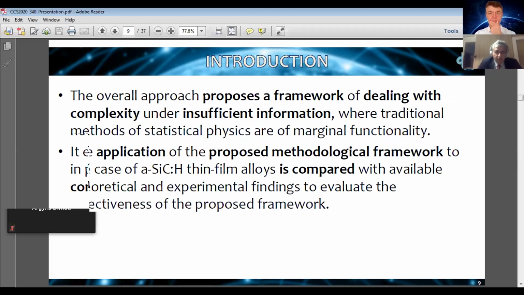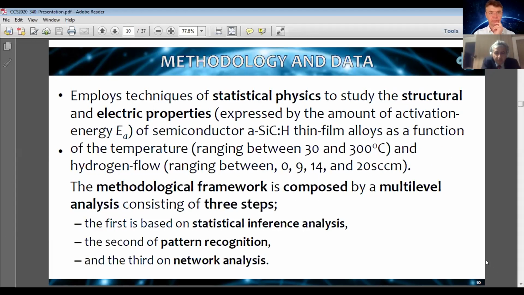Our work proposes a framework for dealing with complexity under the state of insufficient data, where traditional methods of statistical physics are of marginal functionality. As you can see in this slide, we apply techniques. Our proposed methodological framework is composed of a multi-level analysis that consists of 3 steps. The first step is based on statistical inference analysis, the second one on pattern recognition, and the final one on network analysis, which employs the visibility graph algorithm proposed by Lacasa and his partners.